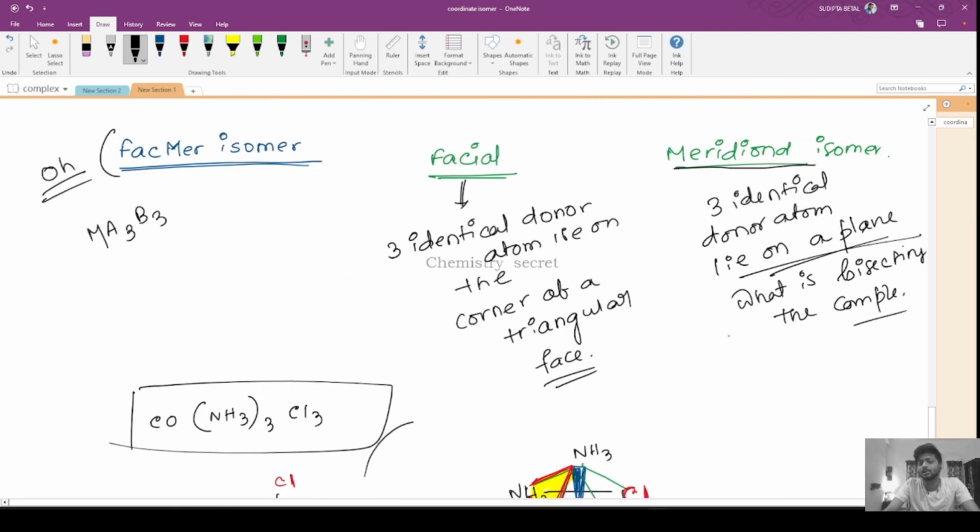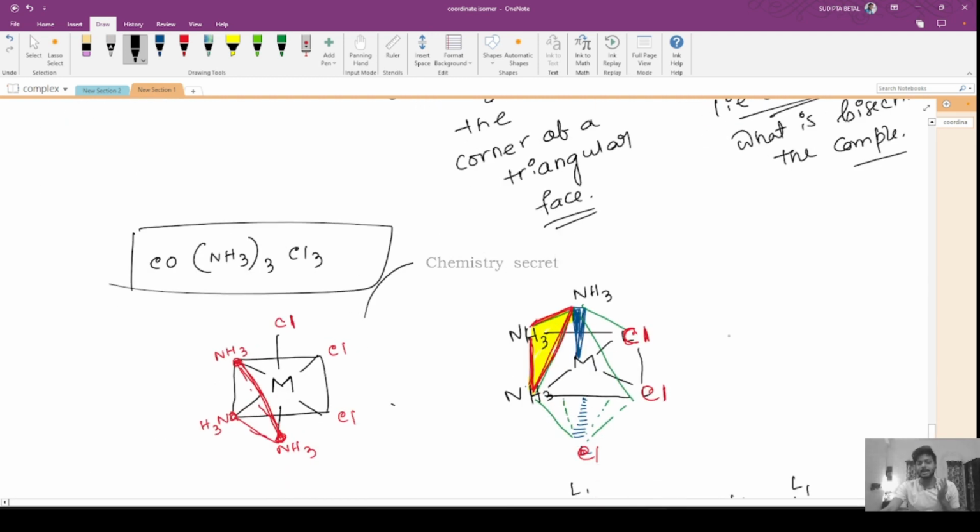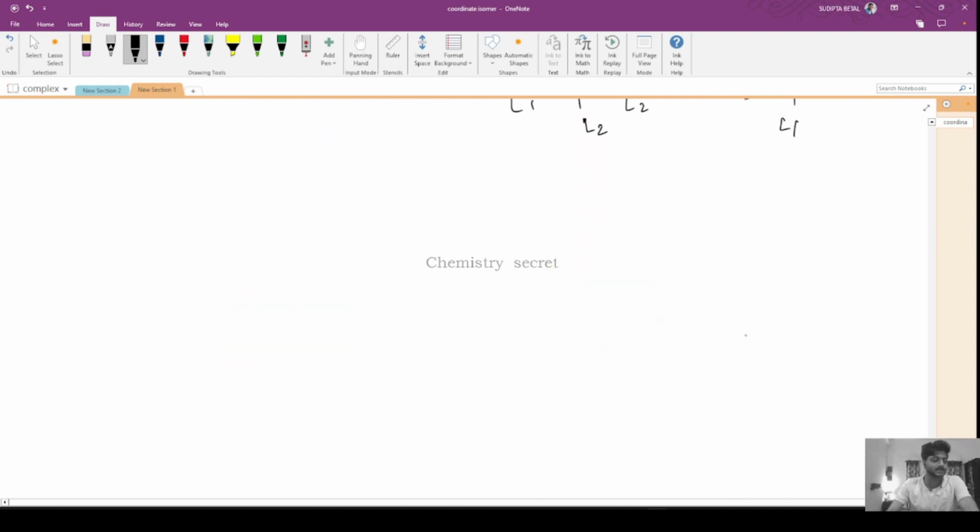I told you that in the case of a meridional isomer, the three identical donor atoms lie on a plane. What is bisecting the complex? It lies on a plane which bisects the complex. Now if we want to bisect a complex, first we draw the skeletal, cobalt like a metal, and what do we write? Ammonia, or we can write L1, L2, which is easier for me to draw. L1, L1, L1, and this one a different ligand, L2 and L2.